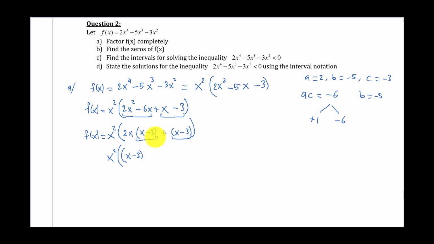So when I take this one to the outside, I have 2x left. When I take this one to the outside, I only have 1 left. That's why now you have the multiplication of x minus 3, 2x plus 1, and x squared. Or I can simplify that as x squared times x minus 3 times 2x plus 1, and this is the factored form for this function f of x.